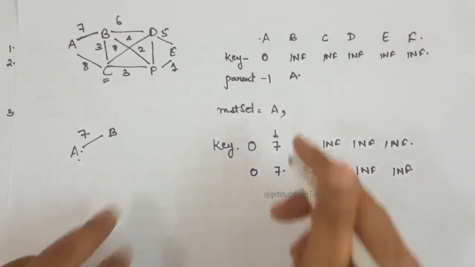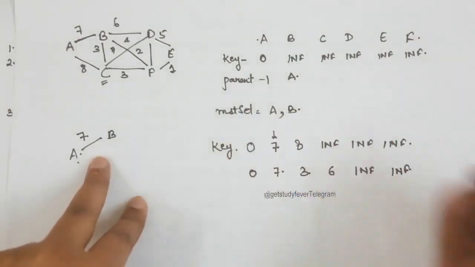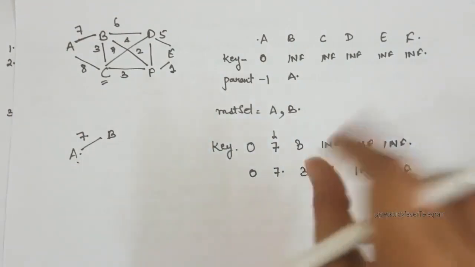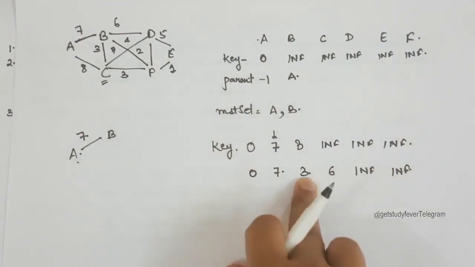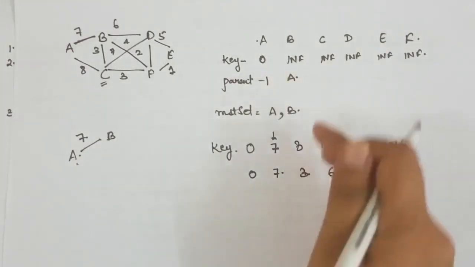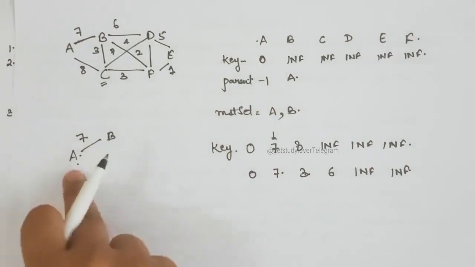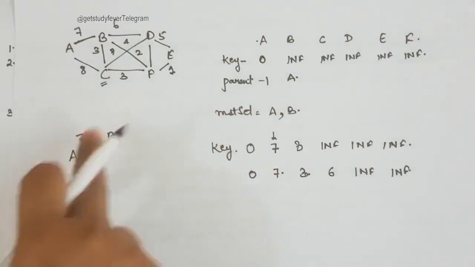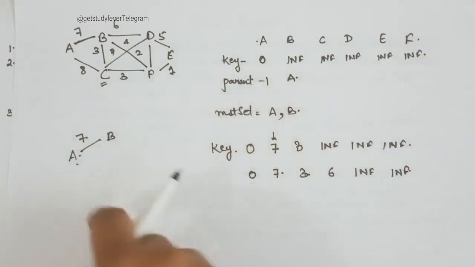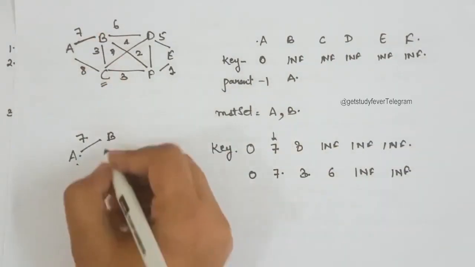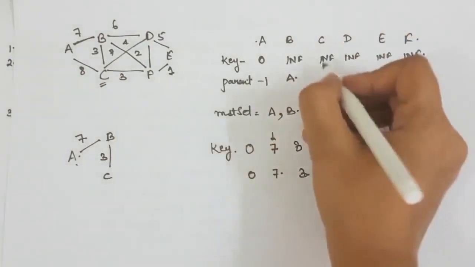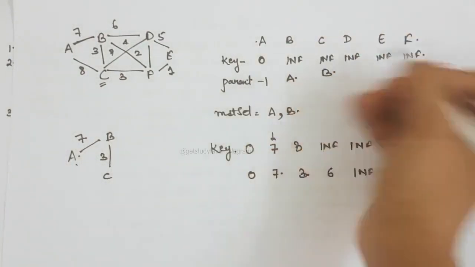Now again, I will also update my MST set. Again I will go through this key array and pick up the minimum value. My minimum value is 3, and the 3 is for C. So I will include C in this particular graph. C is included from which particular vertex? From B. So I will put this, and I will update the parent of C as B.